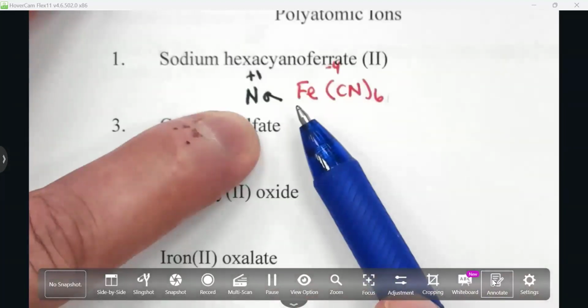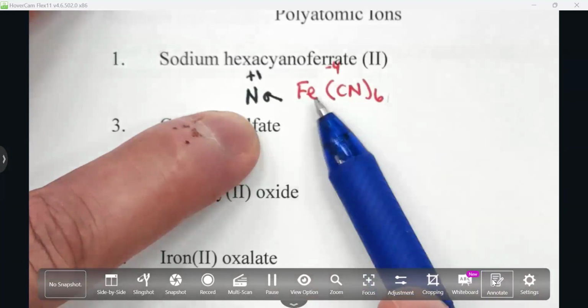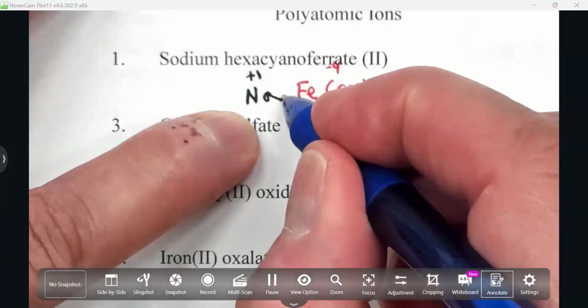How many sodiums do I need? I need 4 sodiums, right? So it'd be this.